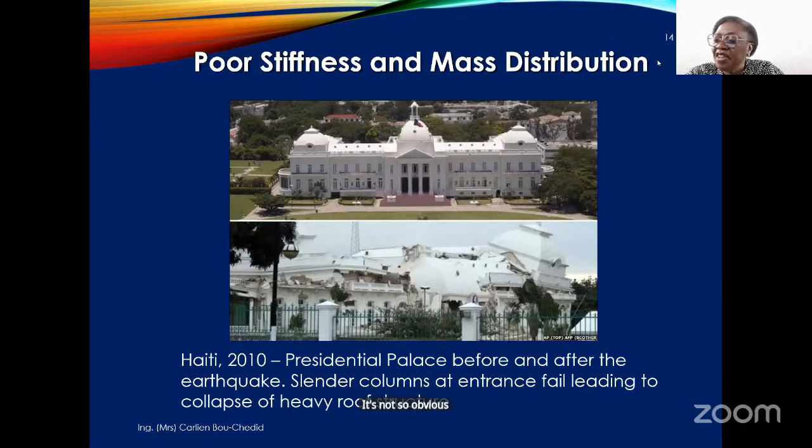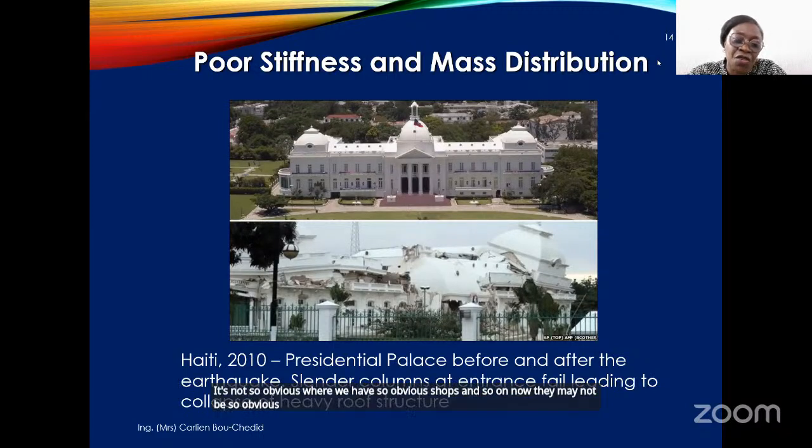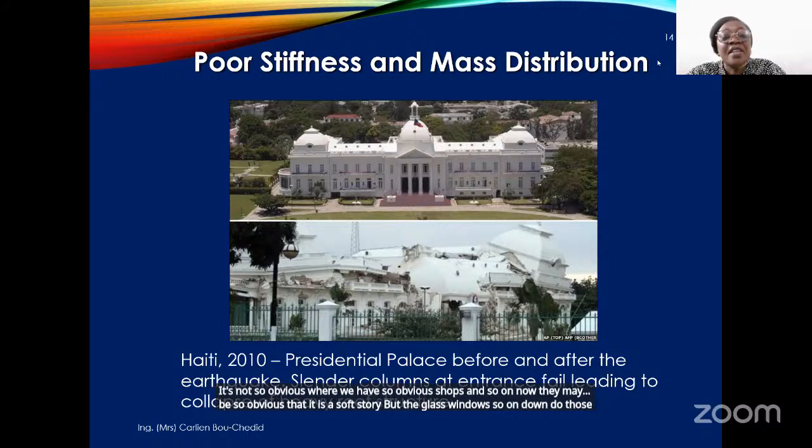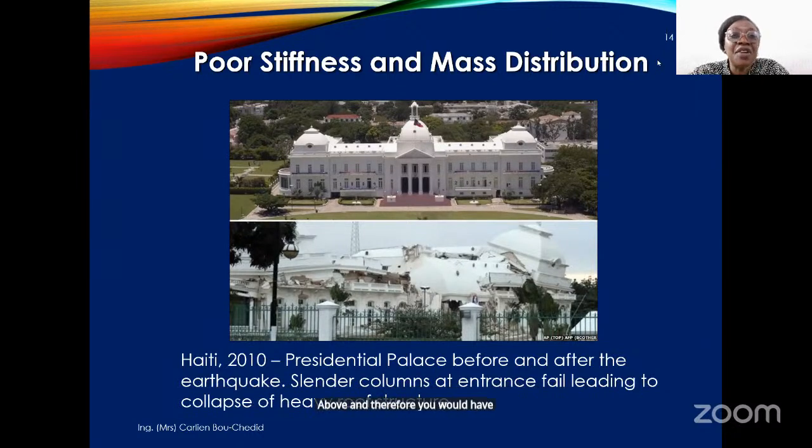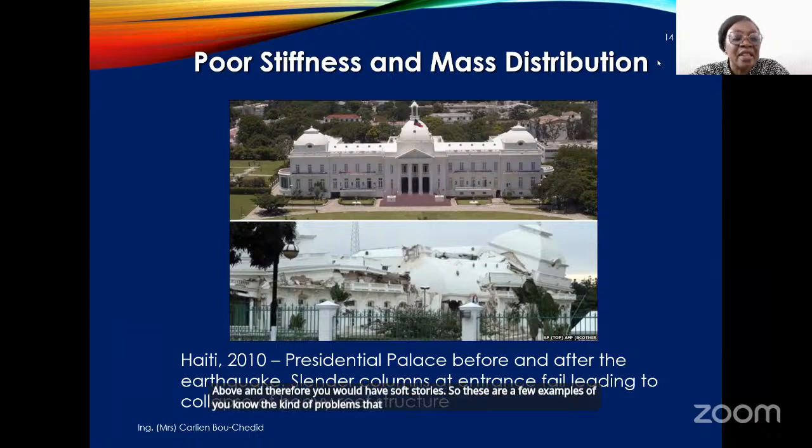Where we have shops and so on, it may not be so obvious that it is a soft story, but the glass windows and so on down below do not have the same strength as the concrete or block work above, and therefore you would have soft stories. These are a few examples of the kind of problems that have been seen in earthquake after earthquake. It's good that people are aware of that so that when you are doing your designs, you avoid some of the traps. This was the presidential palace in Haiti.